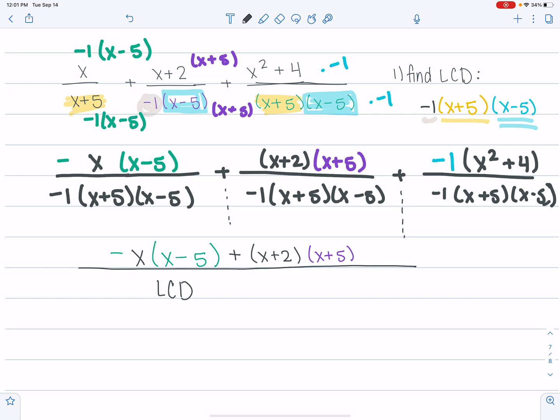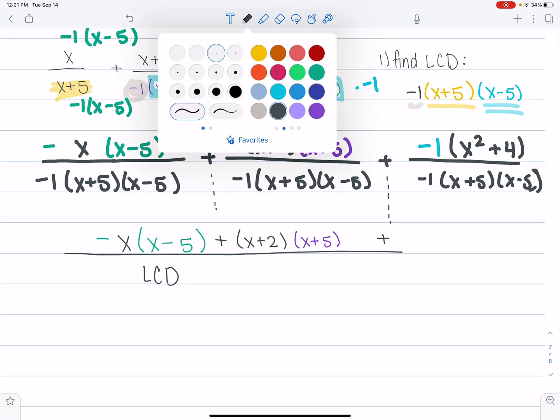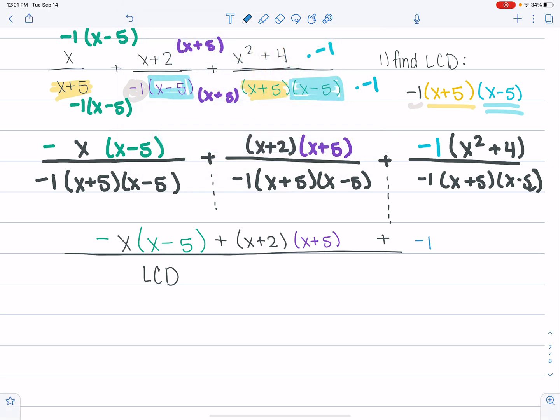Carry down that sign, plus negative 1 x squared plus 4. And so now that is my one big giant fraction.